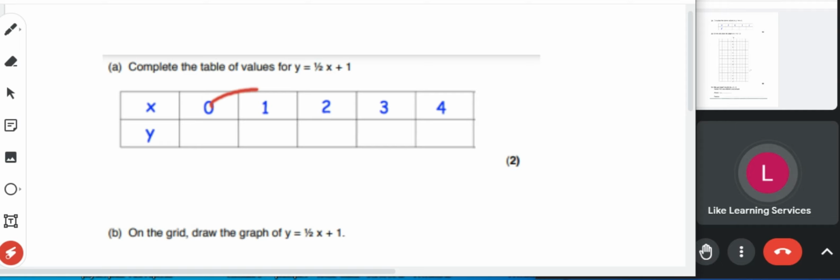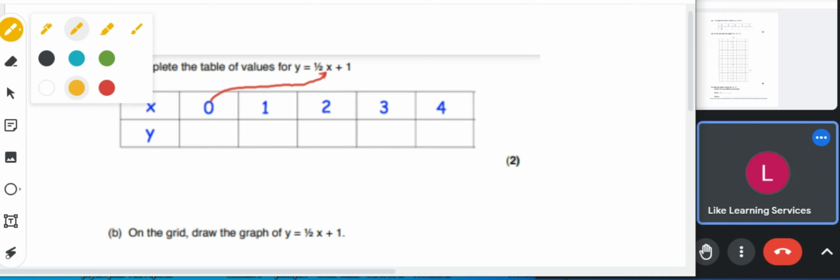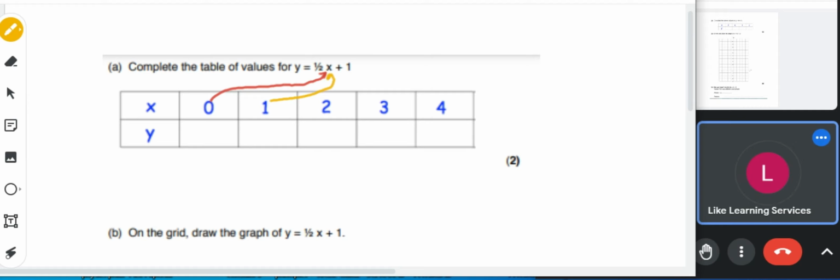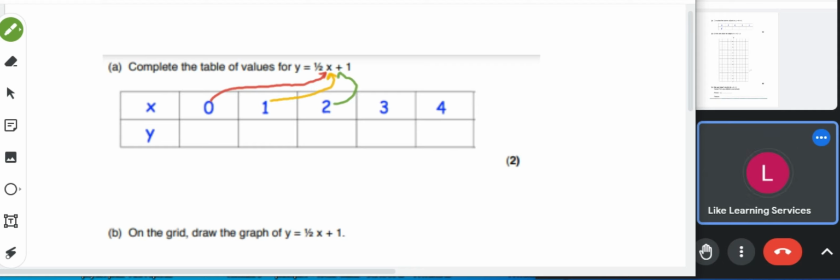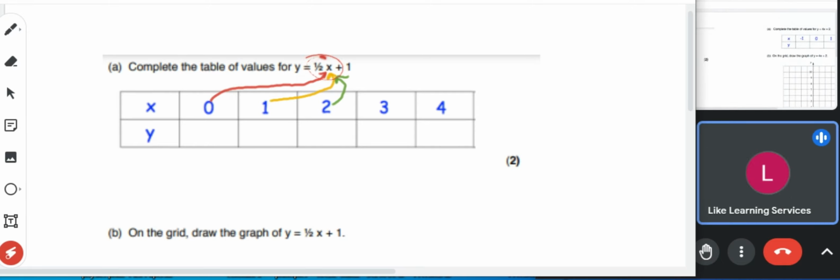For instance, all these values replace the x. The first one will be 0. The first one will be 1. Yes, that's correct, because 0 times half, or half times 0 is 0, then plus 1 is 1. Let me write it in red so that it shows that is the one for 0.